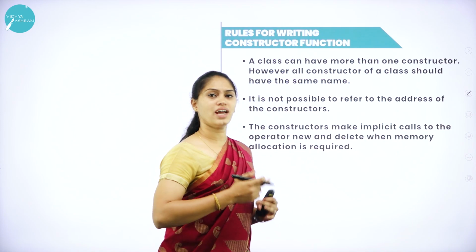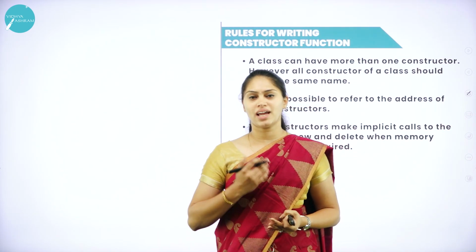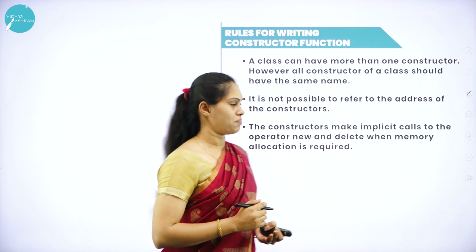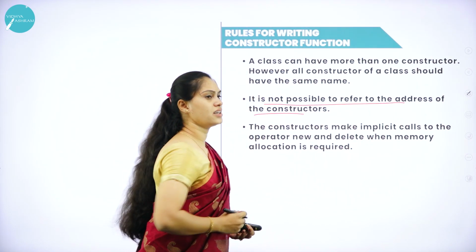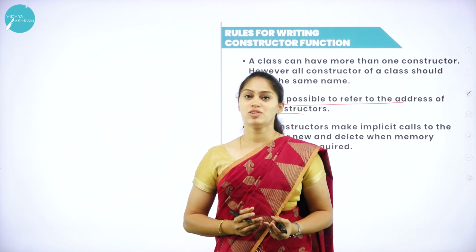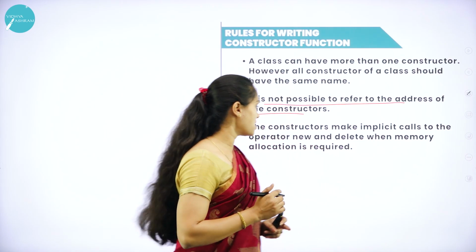We can have more than one constructor in a program or in a class. And it is not possible to refer to the address of a constructor. We are not able to refer to the address of this constructor.